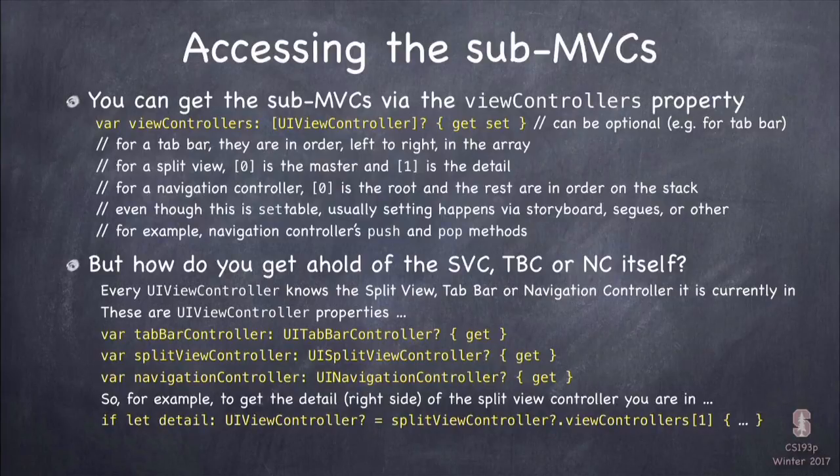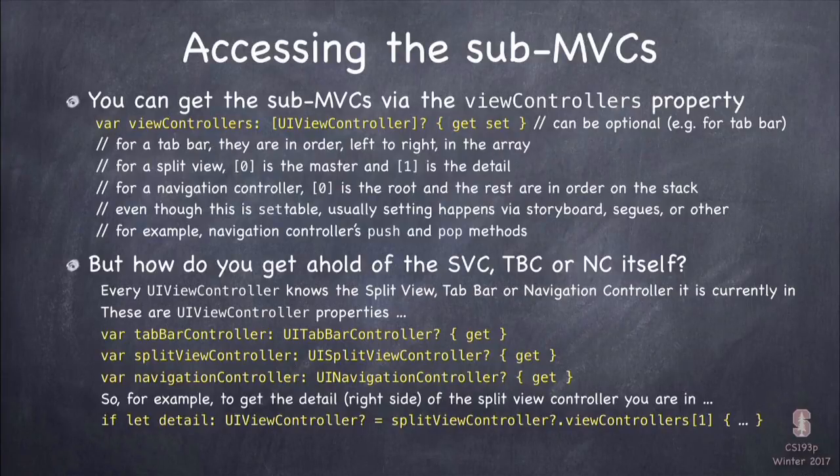Well, all UIViewControllers have these three vars: tabBarController, splitViewController, navigationController. If you are in one of those things, this will return the one you are in. If you're not in one, it will return nil. So that's how you find out the split view controller you're in. And you can use the combination of these two things.